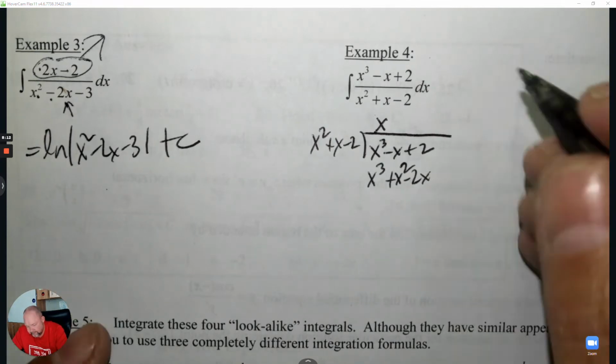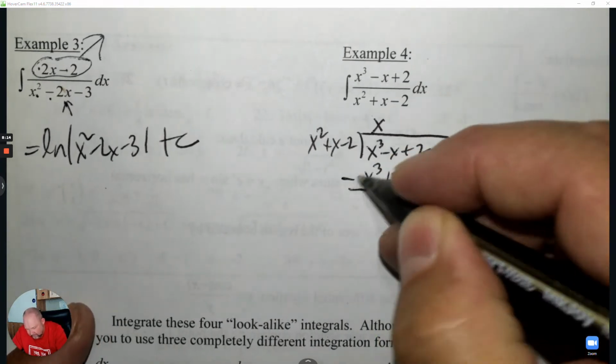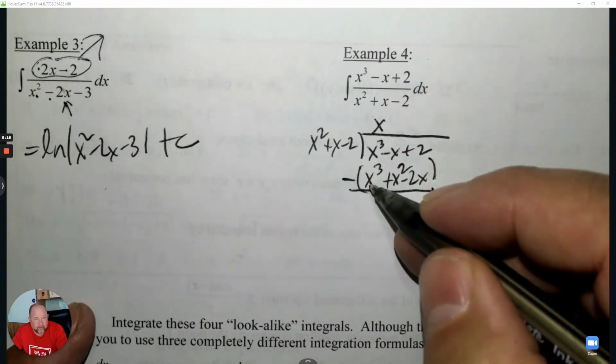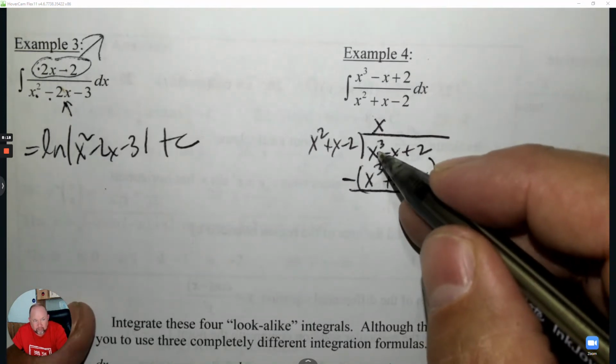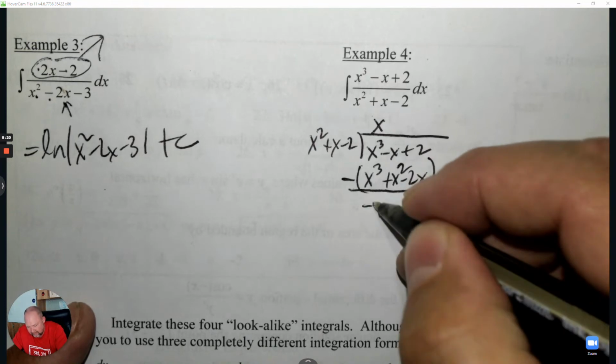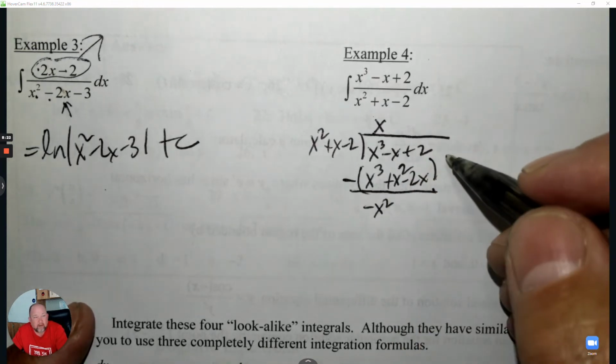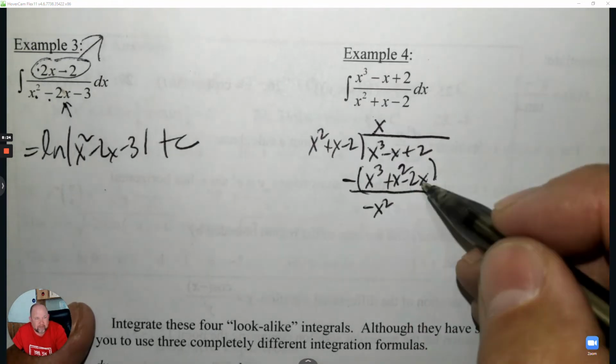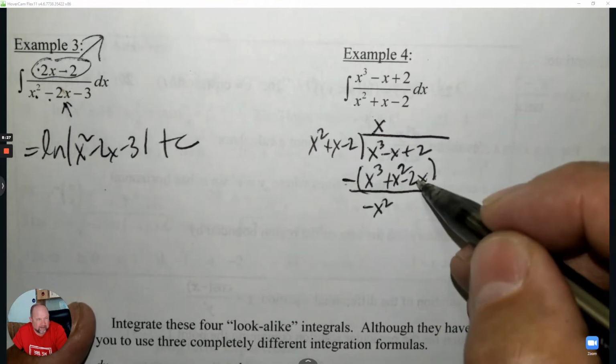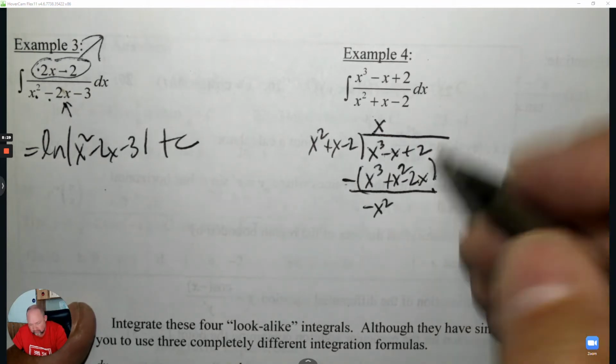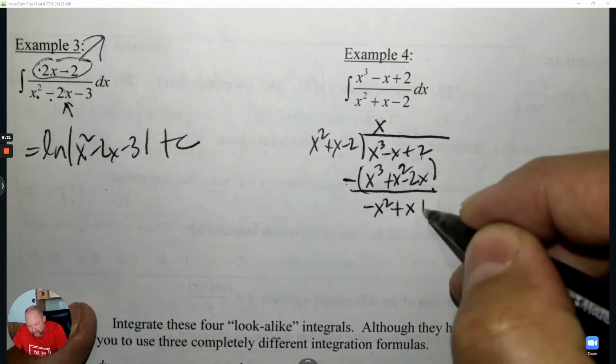Be careful. I could have drawn it a little better for like terms. So x cubed. There's no x squared. So no x squared, subtract x squared is negative x squared. And negative x subtract negative 2x. When you subtract a negative, you're adding 2. So -1 plus 2. And then bring down the 2.